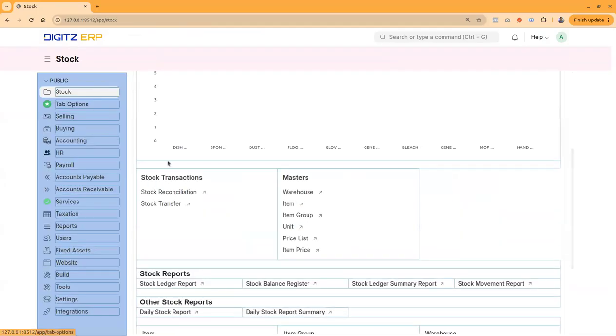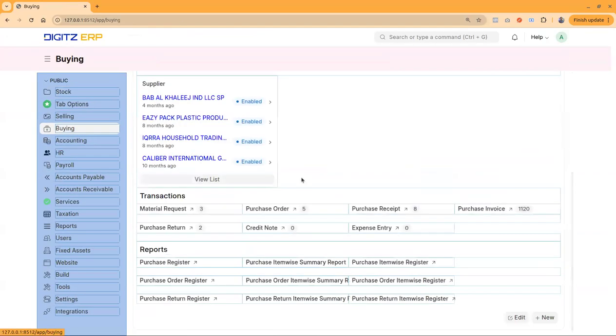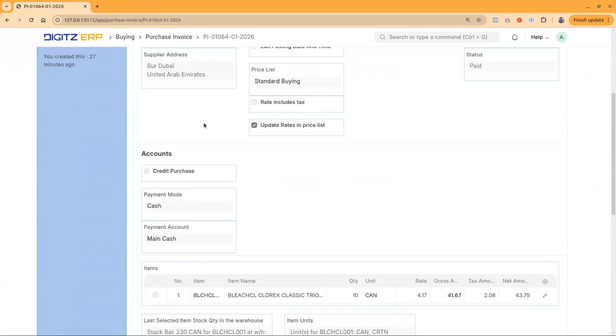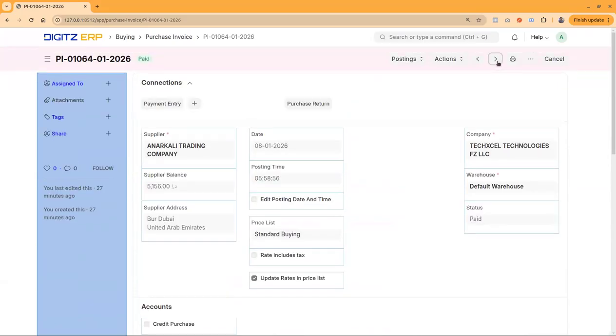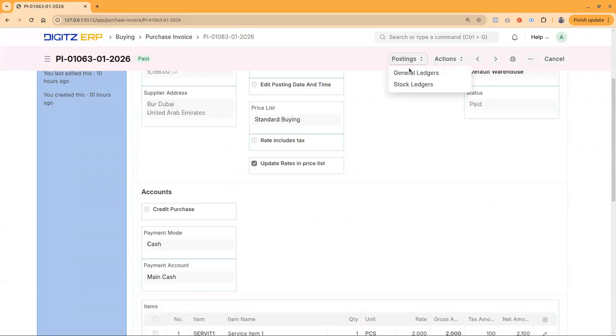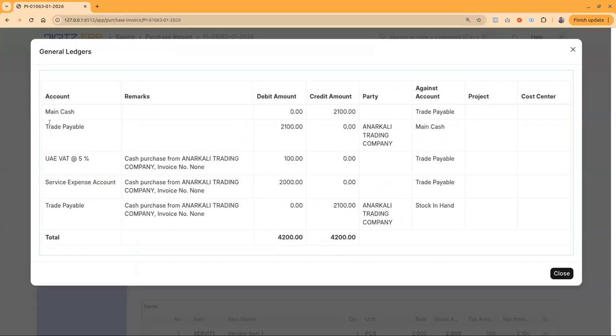So when we are making a service-related purchase, I'm going to the buying module and going to the purchase invoice, and I'll be able to see it here. Not this one. Yeah, this is a service item purchase. Let us see how it is reflecting. So I'm going to the GL, and I can see that the service expense account is reflected instead of any inventory account. That means the expense account is directly reflecting.